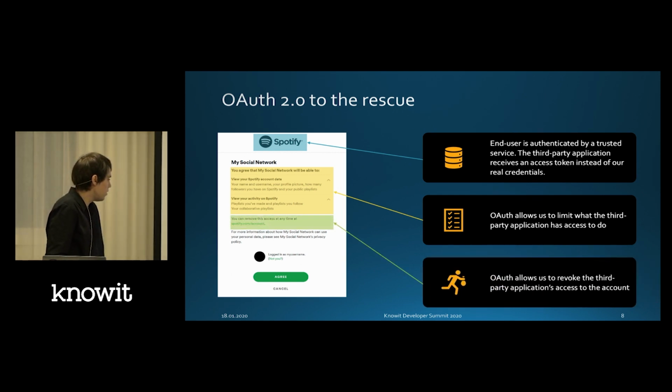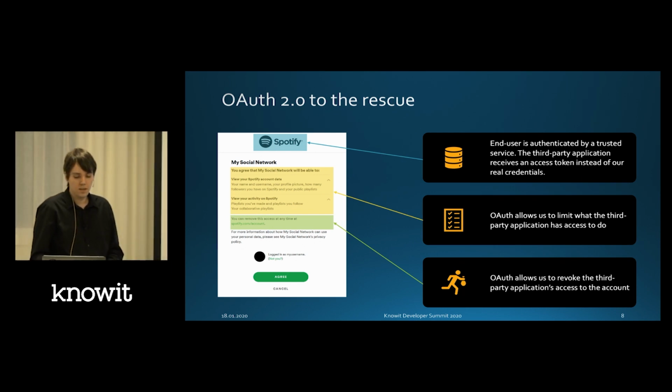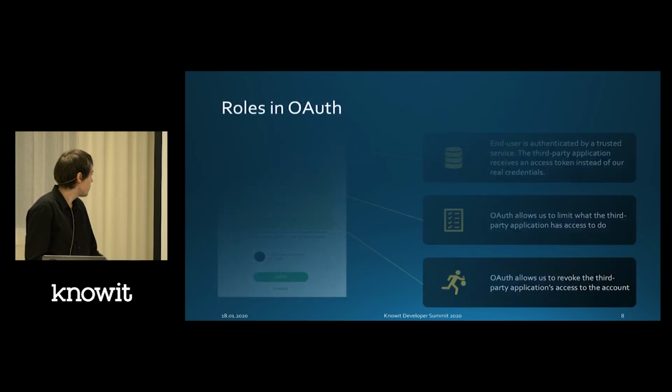And last, OAuth also allows us to revoke the third-party application's access to the account. Meaning that if you suddenly don't trust this service or don't want them to have access to your account anymore, you don't need to trust that this service, my social network in this case, deletes your things, because maybe they just keep it in a backup database or something. You can simply revoke the access token going into your Spotify account on Spotify, and then it doesn't work anymore, it's invalidated. So that's really great.